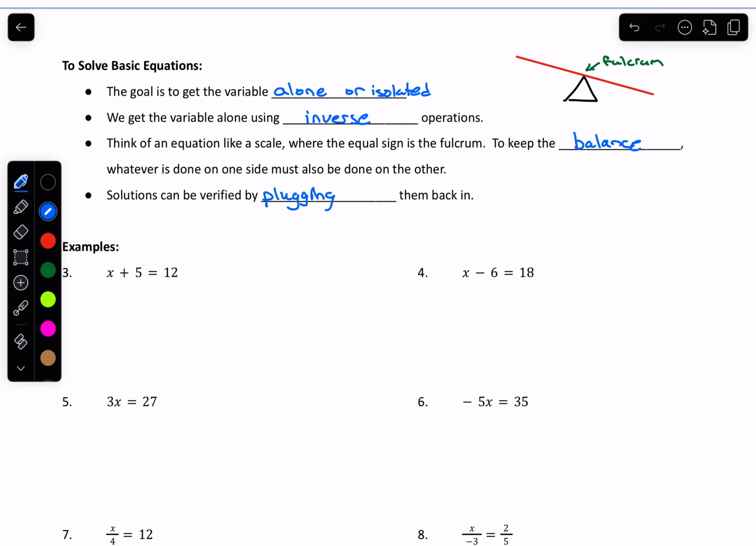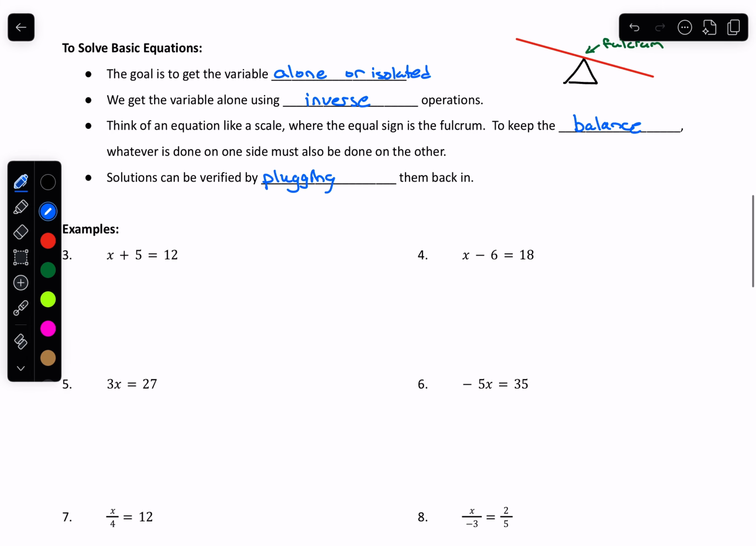All right, that being said, number three here, x plus 5 equals 12. We said that we want to solve this or get the variable alone using inverse operations. And so by inverse operations, what we mean is that right now it says x plus 5. To get that variable alone, we're going to do the opposite of plus 5, which is minus 5. So I will subtract 5 on both sides. That gives me x is equal to 7, because on the left side, the 5's cancel, and on the right side, 12 minus 5 is 7.